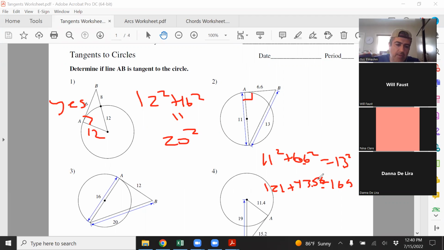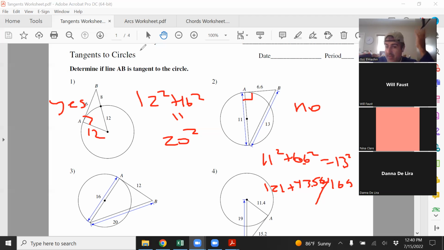Add to 121. Yeah, that's not going to work. So that's no. So you're doing Pythagorean theorem for those kind of problems. And I didn't print these out for you guys, so you will have to download and print these, or you can just do it on a separate piece of paper. So that's how you determine if AB is tangent to the circle. You do Pythagorean theorem and see if it works out.